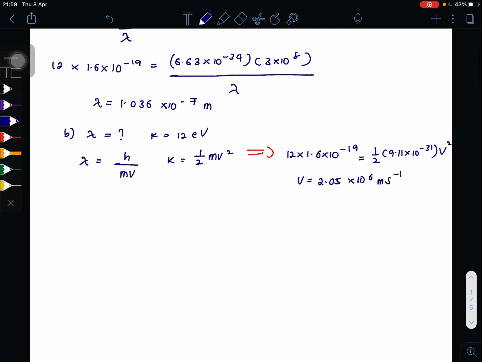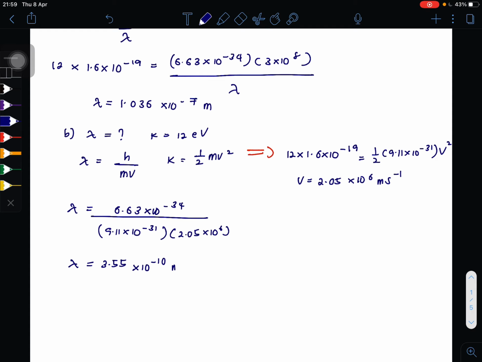So now we can substitute v to here. So just put in 6.63 exponent negative 34 divided by the mass. Mass is still the same, times the velocity, which is lambda equal to 3.55 exponent negative 10 meter.